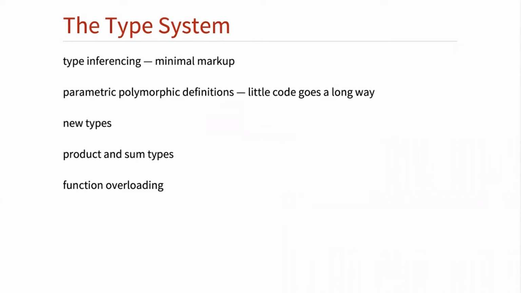Now, there's a type system for the compiler. The idea is there's very minimal markup. You might put some annotations on the arguments to functions, and there's an inferencing system that goes through figuring out how these flow through the thing. So it works.